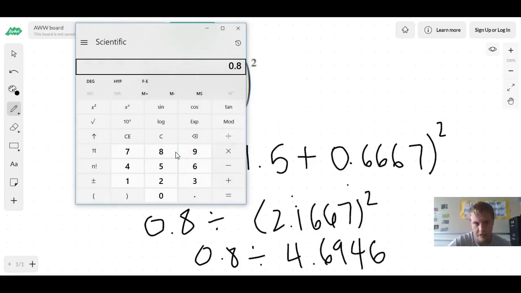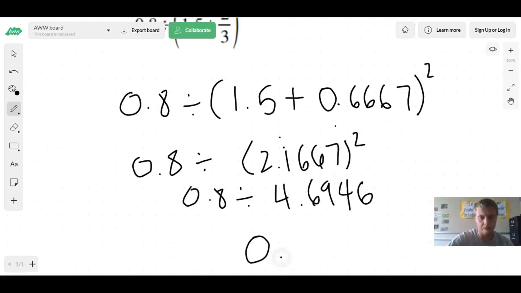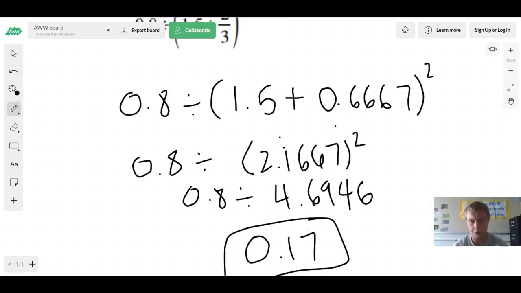Then we'd have 0.8 divided by 4.6946, and that's going to give us this number right here. Again, we just have to look where they tell us to round it to. I'm going to round this one to the hundredths place. Each problem today will tell you where to round, but I would write that as 0.17, and that would be my final answer.